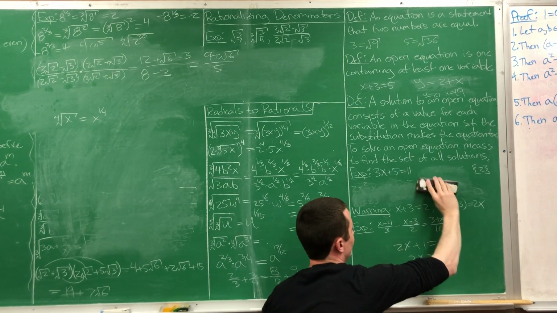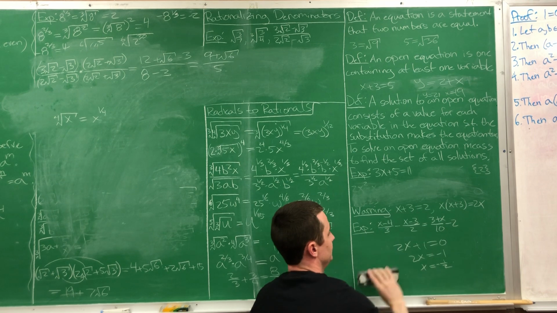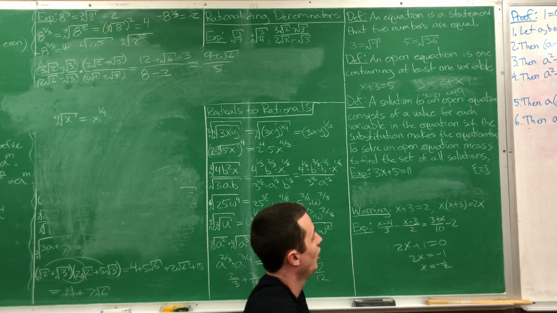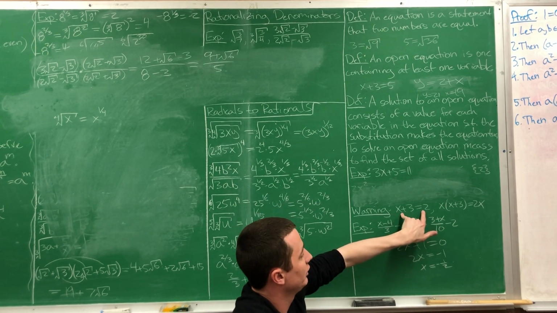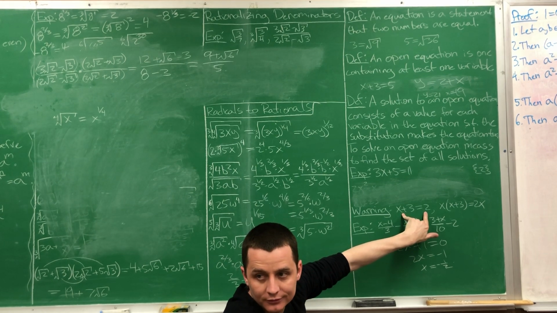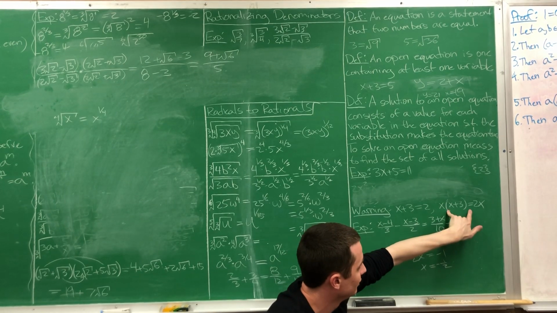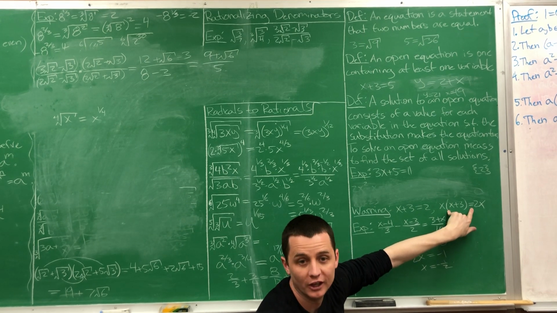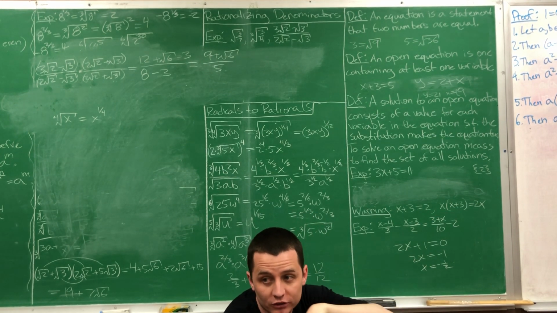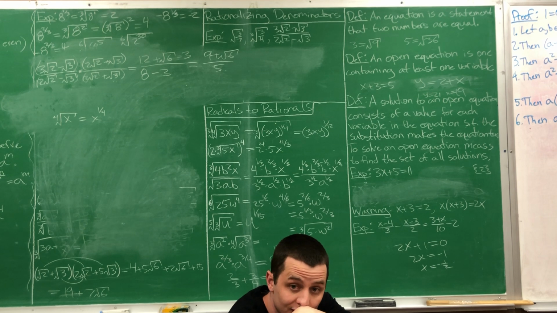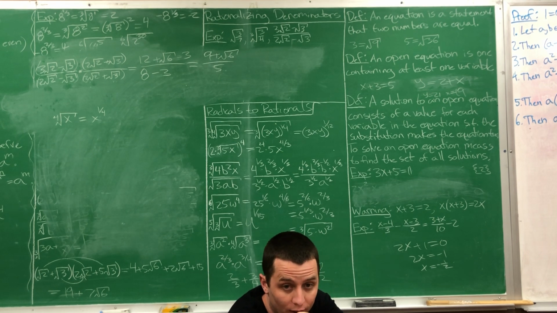Warning, warning, warning. Imagine I told you to find all the solutions to x plus 3 equals 2. And you started by multiplying both sides of this by x. Is there anything wrong with multiplying both sides of your equation by x? Yes. What's the problem?